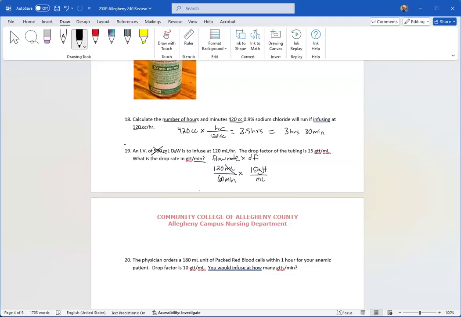Before I do the math, I'll make sure I'm in the correct units. Drops are on top, minutes are on bottom. So I just need to multiply across the top, divide by the bottom, or reduce this to 2 times 15, and I'd get 30 drops per minute.